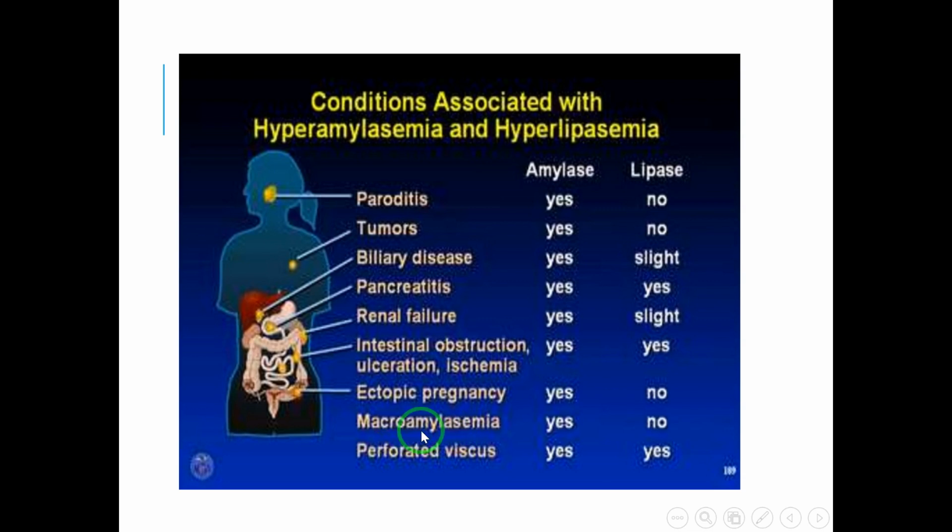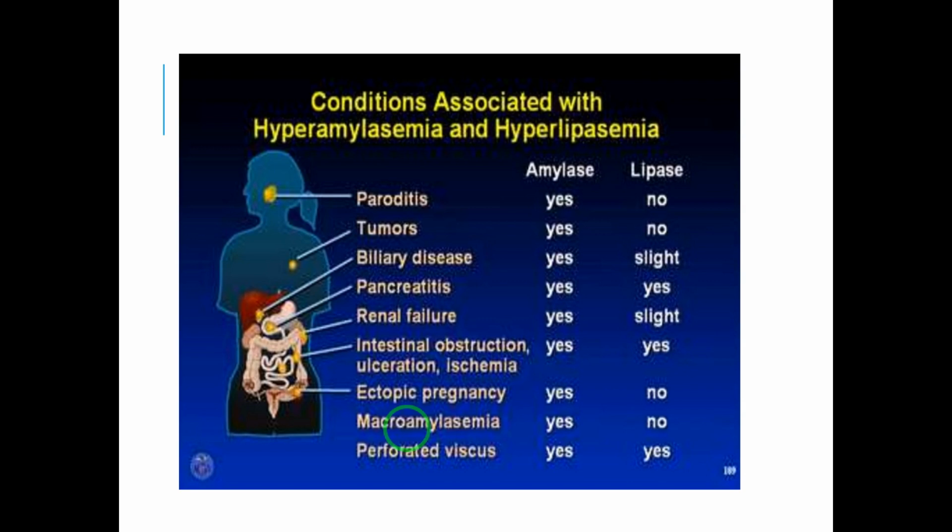Macroamylasaemia is another cause of a high level of amylase in the circulation. When we measure the amylase, we will find that it is very high. What is macroamylasemia? It is a benign condition that results from binding of the amylase with immunoglobulin, usually IgA, and when the amylase is bound with the IgA, it will form a large complex.